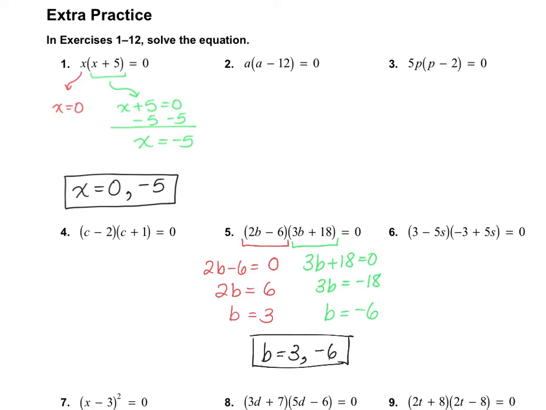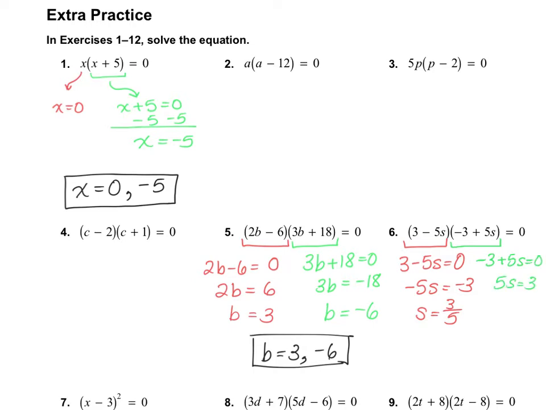Let's go ahead and take a look at number 6. I'm going to set this equal to 0. 3 minus 5s is equal to 0. And solve for s. So I get negative 5s is equal to negative 3. So s is equal to positive 3/5. Okay, so now I'm going to do the other side. I have negative 3 plus 5s is equal to 0, and I need to solve for s.